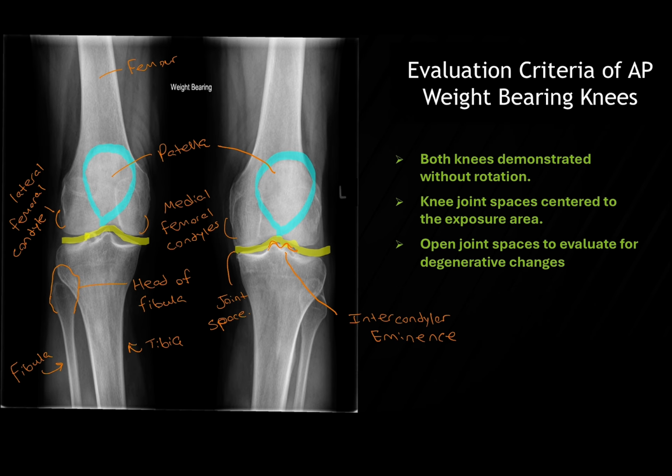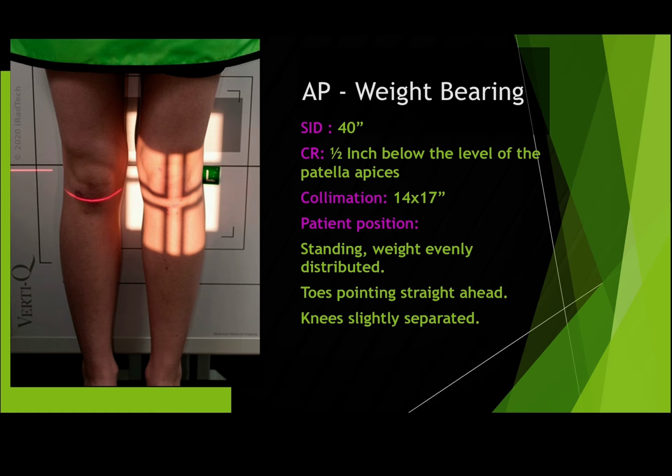So let's look at our evaluation criteria for the AP weight-bearing knees. Both knees demonstrated without rotation. Knee joint spaces centered to the exposure area. Open joint spaces to evaluate for degenerative changes. So to do this projection, SID is 40. Central ray is 1 inch below the level of the patella apices. Our collimation is 14 by 17. And we position the patient standing, weight evenly distributed, toes pointing straight ahead, knees slightly separated.